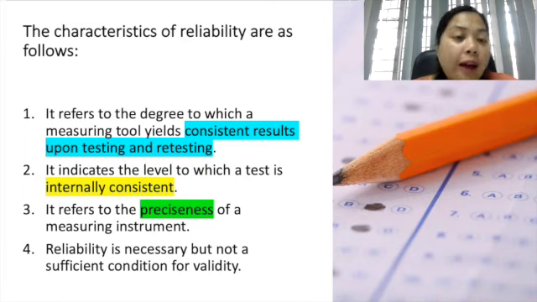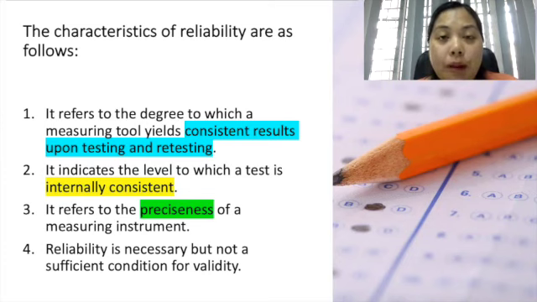Notice that I have highlighted the important terms that you have to remember as far as reliability is concerned. The first one is consistency of results upon testing and retesting. The second one is internally consistent, which I will be sharing more of upon a discussion about the methods of reliability. And the third one is preciseness. However, a test can be reliable but not valid. But to be valid, reliability is a requirement.